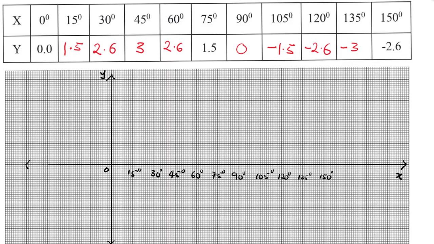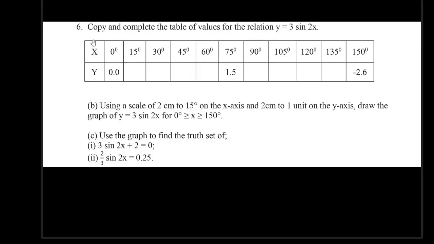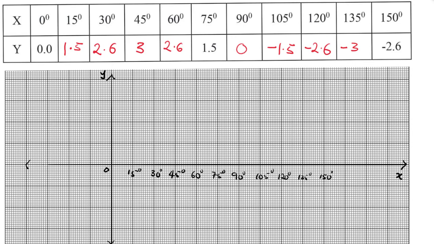So on the y-axis now, the question says we should use 2 centimeters to represent 1 unit on the y-axis. Remember that, as we said, the graph is already in 2 centimeters each. So 2 centimeters represent 1 unit on the y-axis. So that means this place is going to be 1, 2, 3, right? Then this one will be -1, -2, and -3.